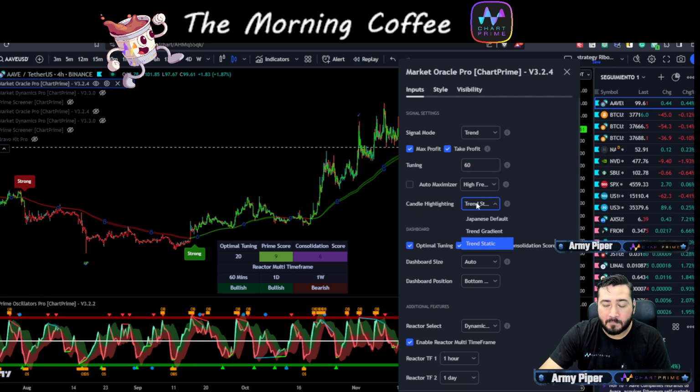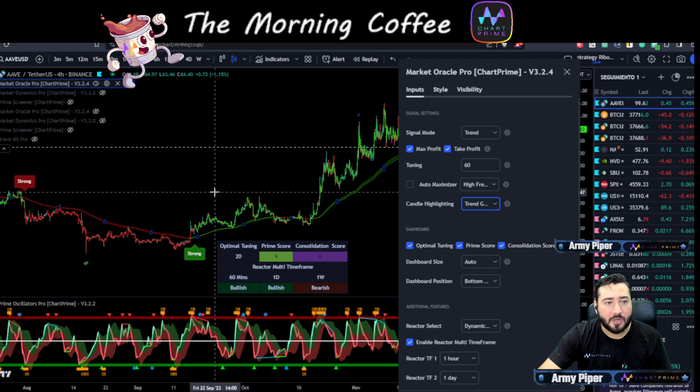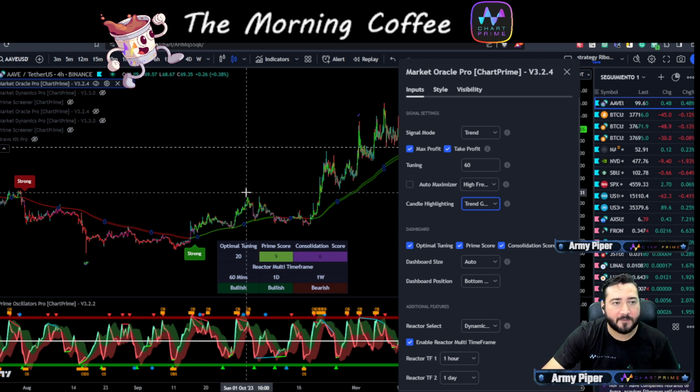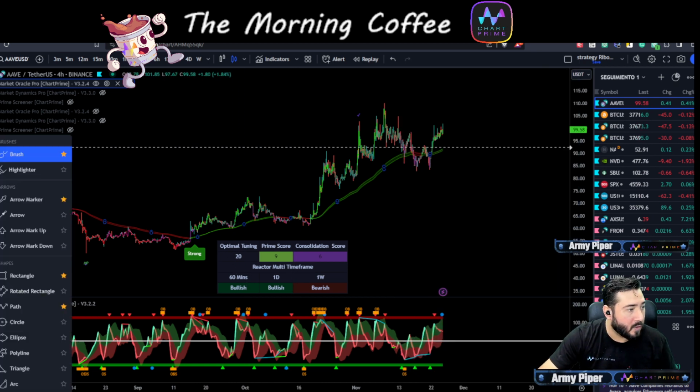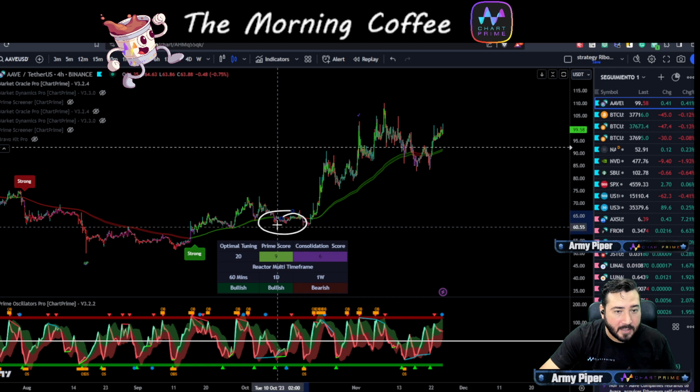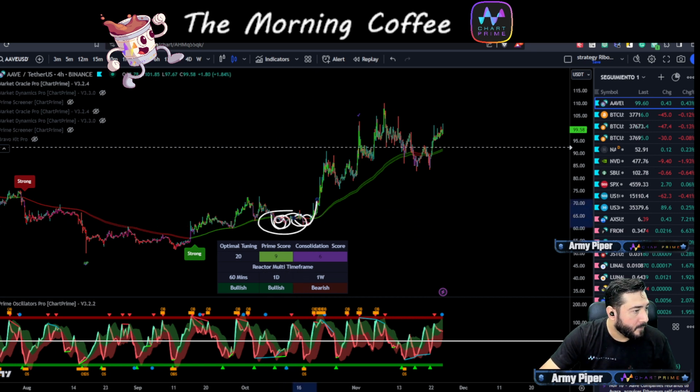Candle highlights, I like it on trend static, but you can go for no color, Japanese default, or trend gradient, which is going to do something like the candles shifting color as we start changing the trend or going off that trend. Look at that. As we start turning purple, then we go for those reversals.